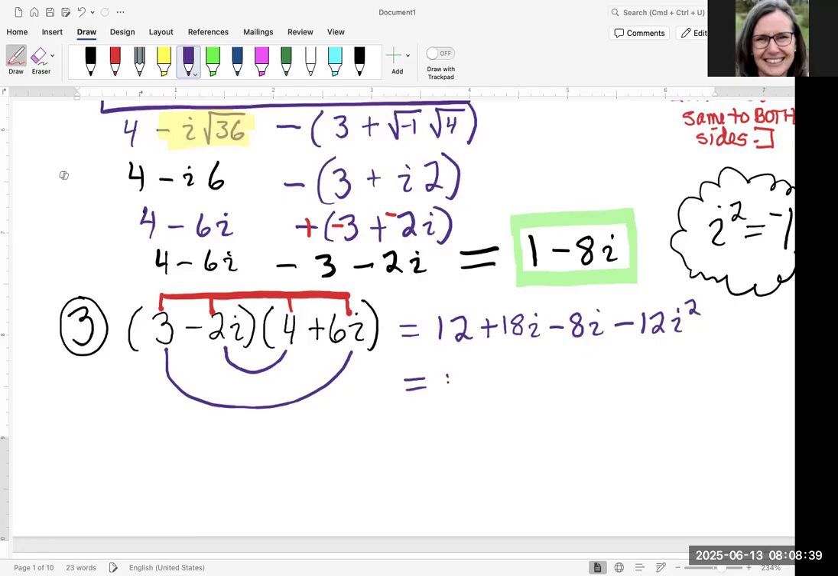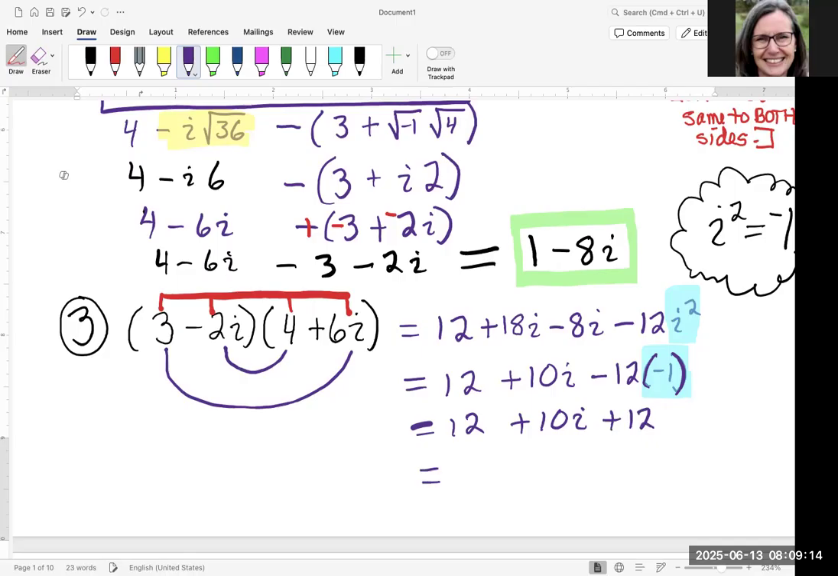Now I simplify, combine like terms. I have 12 plus 18 minus 8 would give me plus 10. Now this becomes minus 12 times a -1, because again, given an i squared, we know that i squared has the same value as a -1. This becomes 12 plus 10i. -12 times our -1 would give us a positive 12. Again, always simplification of your problem. 12 plus 12 is 24.